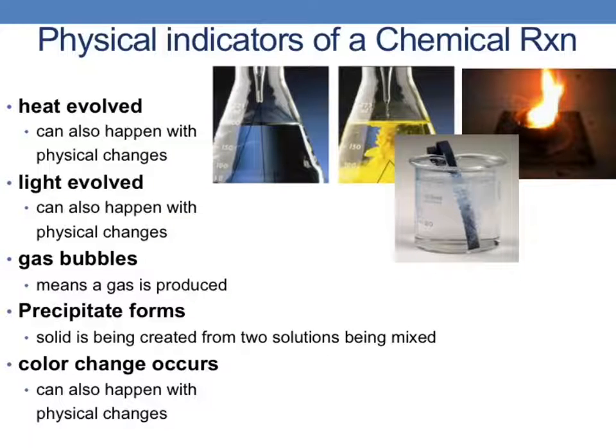Light evolving, so a glow stick. A glow stick has 2 liquids, and they're separated by glass. When you break the glass, you get light. So it's the production of heat or light. You can have heat and light, or you can have heat, or you can just have light.